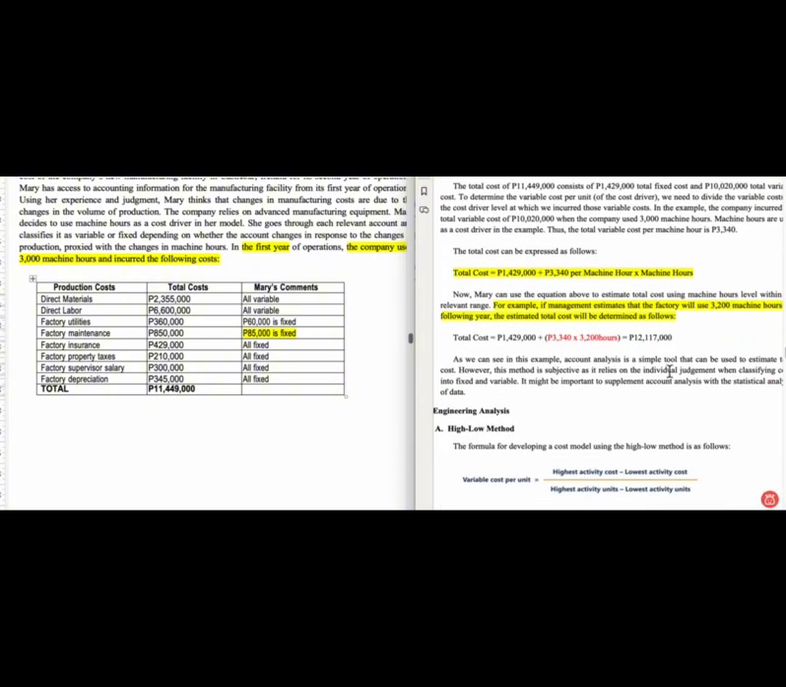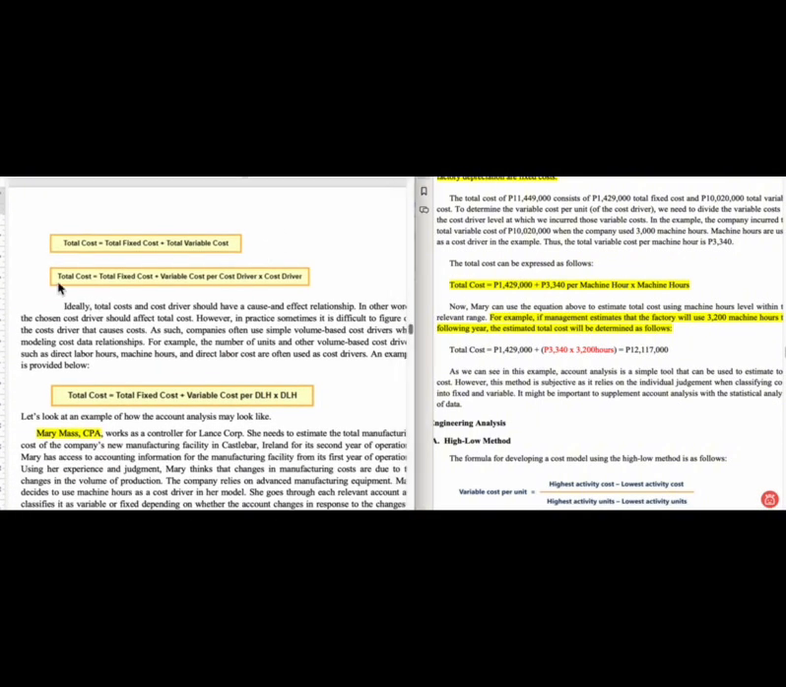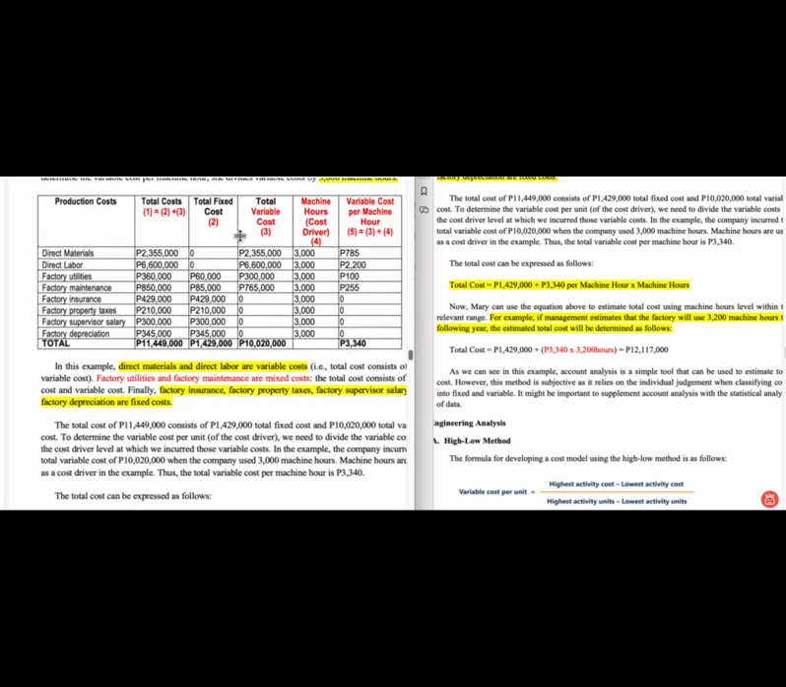So, sa itong main nato na formula, fixed cost plus variable cost equals to total cost. But kung himayon pa nato to siya nga formula, we have variable cost, kani siya, variable cost per cost driver multiplied by cost driver. So, according to our problem, atong cost driver is the machine hours. So, variable cost per machine hour nato na itong na-solve na nato, which is 3,340 multiplied by the machine hours, which is given po siya sa problem, ang 3,000 kani.